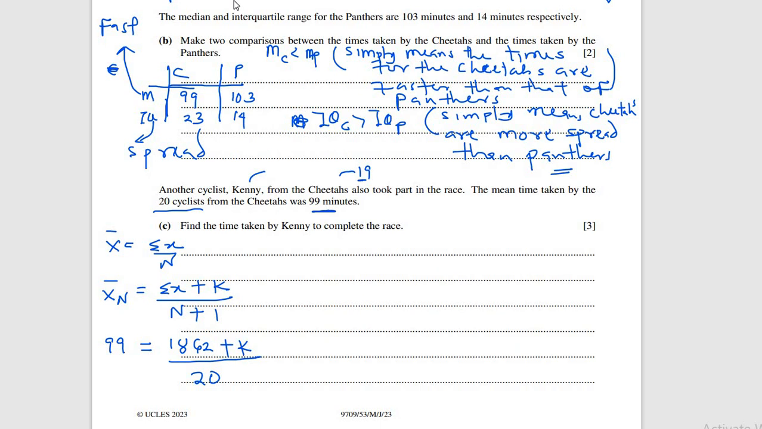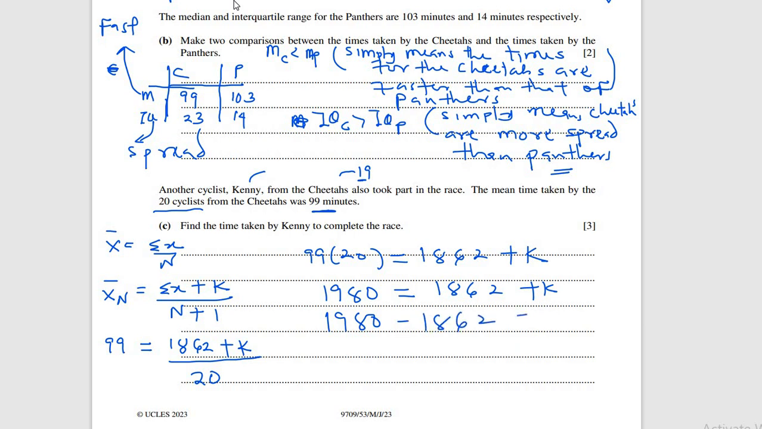Find the time taken by Kenny. Cross multiply. That will be 99 times 20 equal to 1862 plus Kenny. 99 times 20 is 1980, equal to 1862 plus Kenny. So 1980 minus 1862 equals Kenny. So K that was added is 118 minutes. That's the value of K.